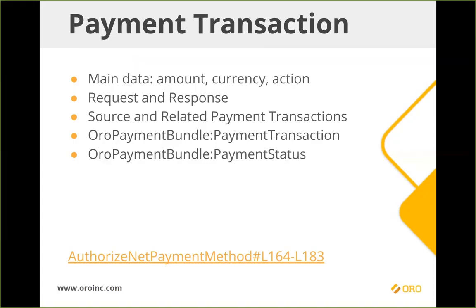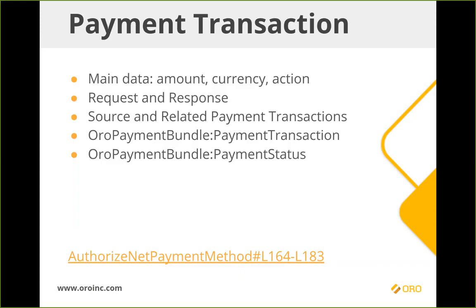Source and related payment transactions is the way to organize it. So there can be a source, and then there can be another transaction which uses the source as a related transaction. So we have a chain. We're going to debug it and see it in detail, but this is how you have to organize this kind of information in the Oro code.